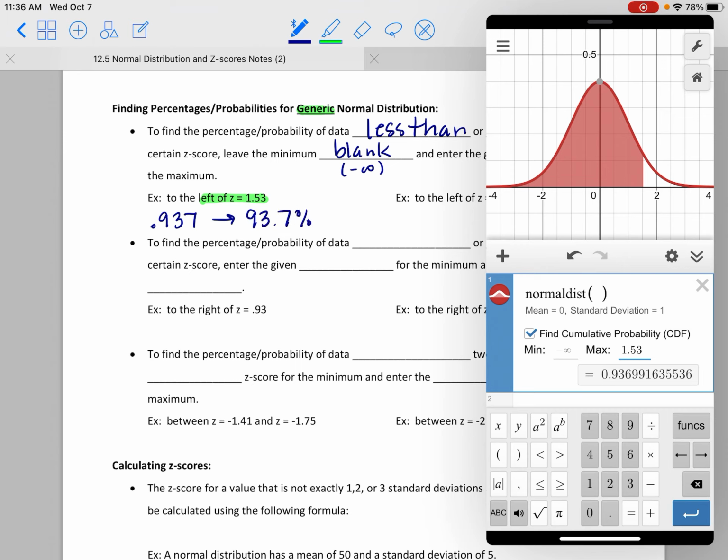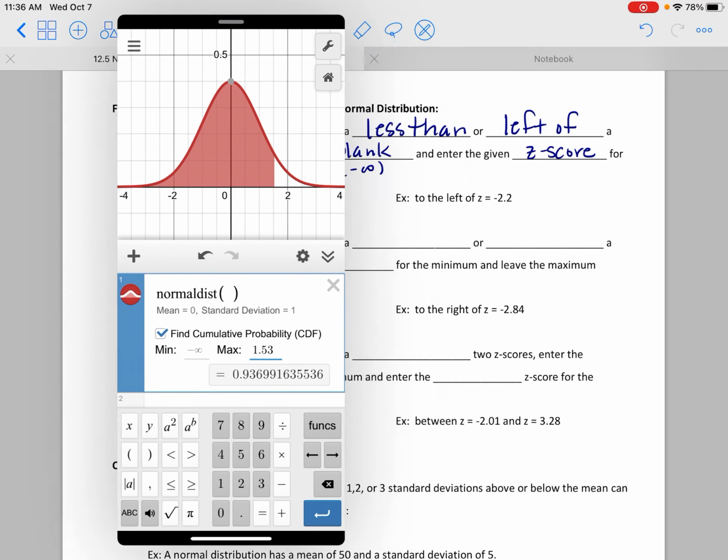93.7% of data in a normal distribution would be left of, or less than, a z-score of 1.53. So no matter what your distribution is, whatever your mean is, whatever your standard deviation is, if it's a normal distribution, there will be 93.7% of data left of that z-score. Okay, let's put another one.